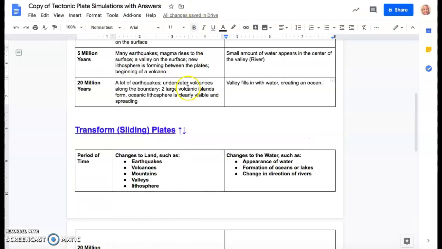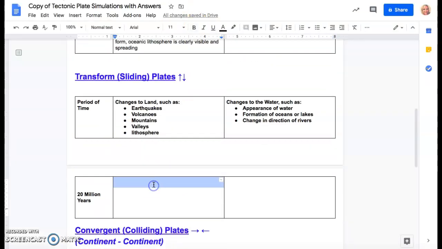So on our chart for that one, we're going to say that in 20 million years, we had many earthquakes along the border or along the boundary, right? And that's really it. That's all that really happens to the land.